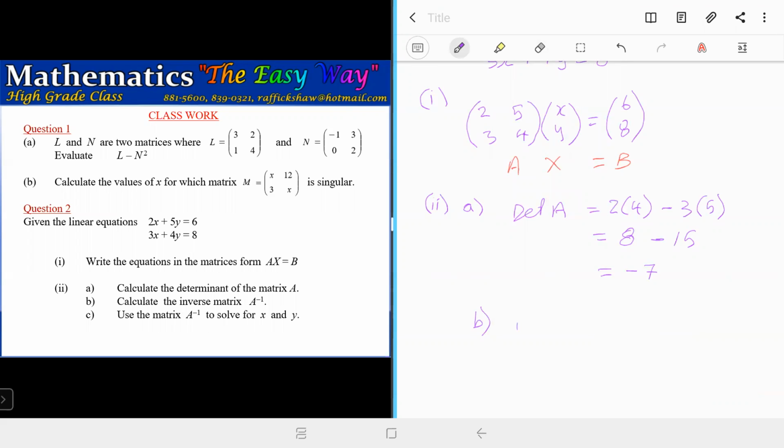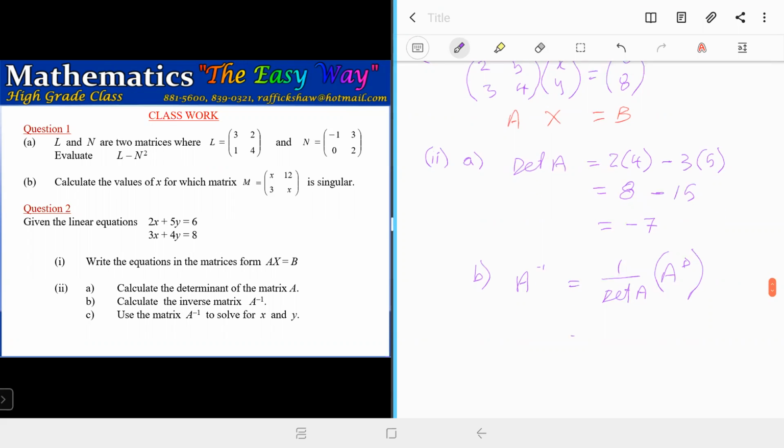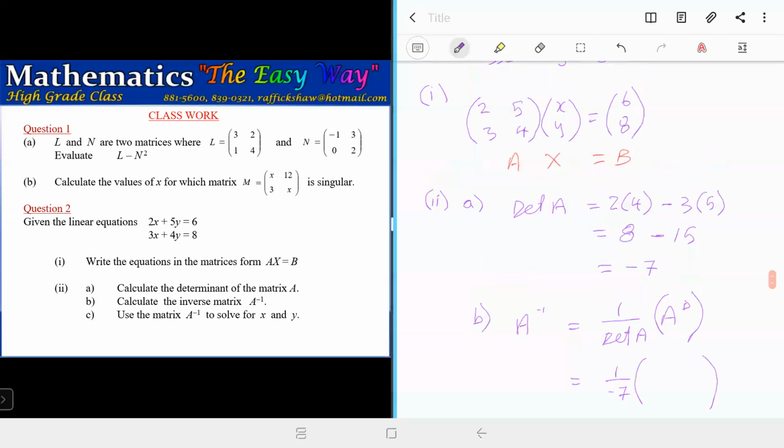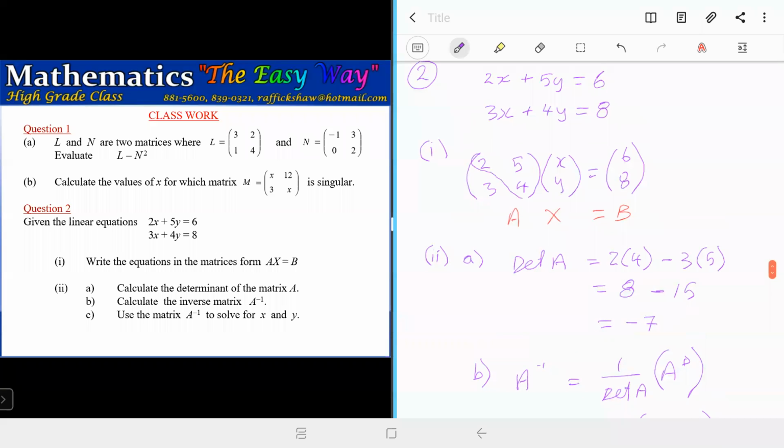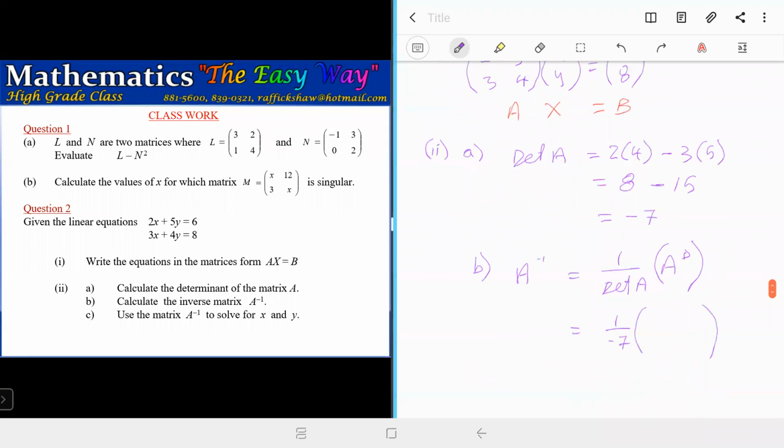So the formula for the inverse, A to the -1, is 1 over the determinant of A times the adjoint of A. All right, so you put in the values now. So it becomes 1 over the -7 multiplied by the adjoint. How do we do the adjoint now? Interchange the elements on the first diagonal. Interchange them. So the 2 and the 4 interchange to become 4 and 2.